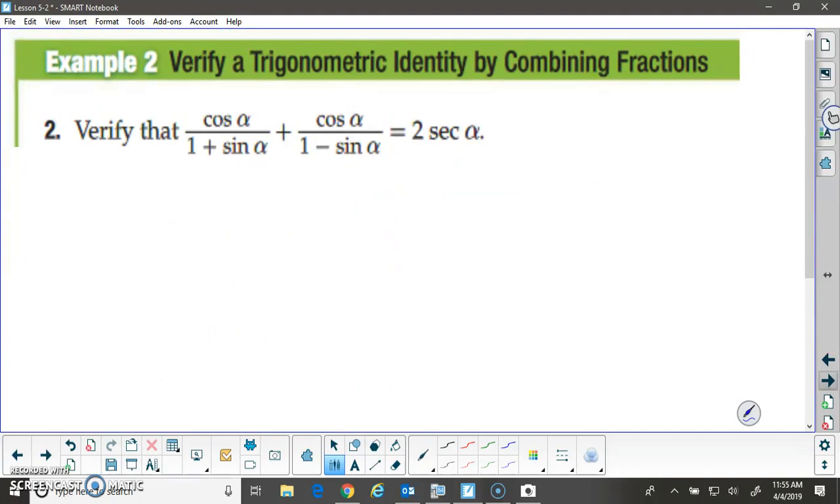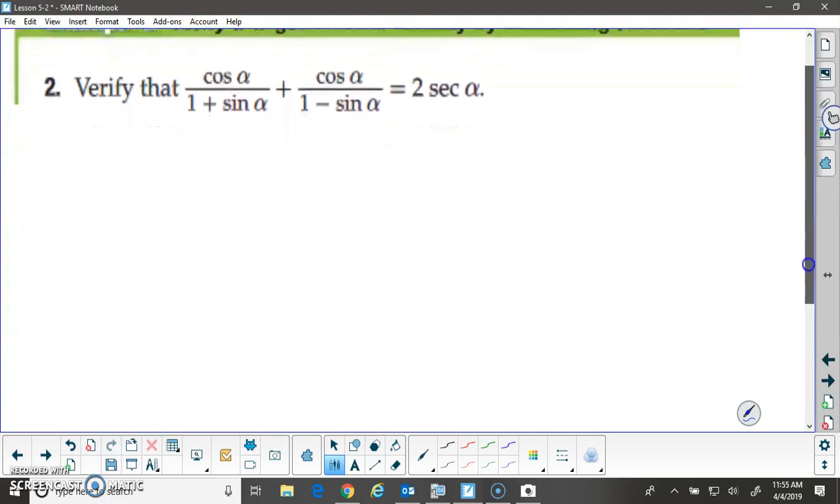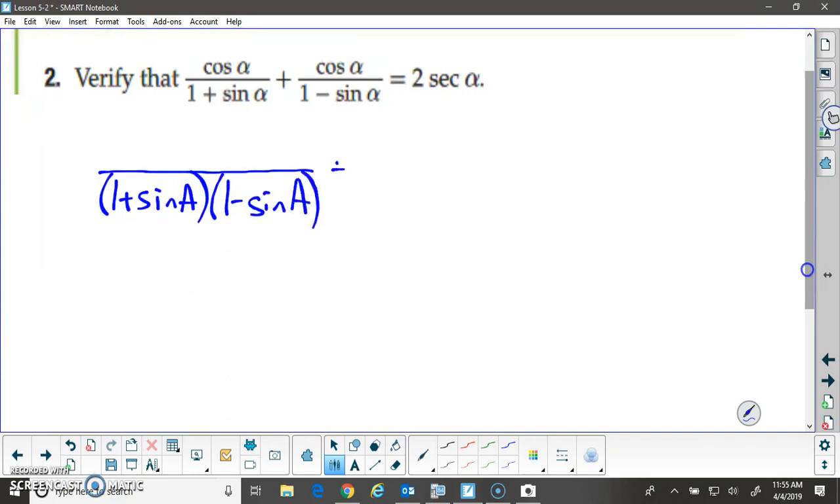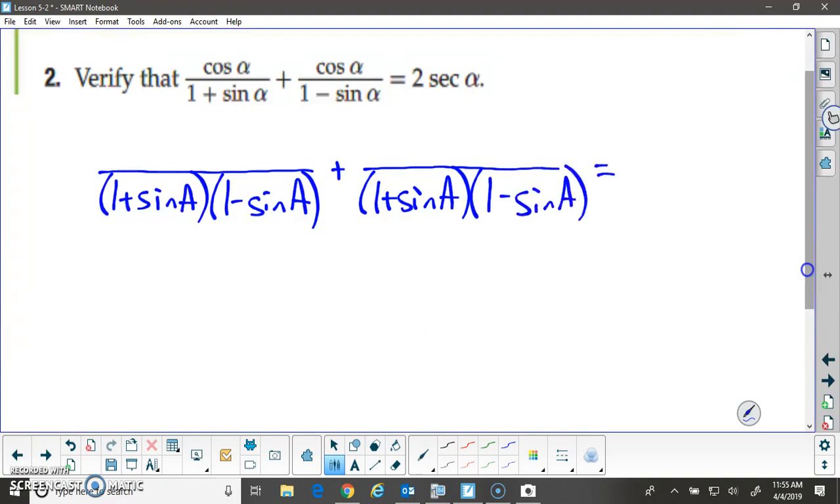Last one I want to do with you here, we're going to use strategy number 3, and that is take the two fractions on the left, put them together, and get a common denominator. Now when I do that, the LCD is going to be 1 plus sine of A times 1 minus sine of A. This is my LCD. We're trying to prove that the left-hand side equals 2 secant of A.